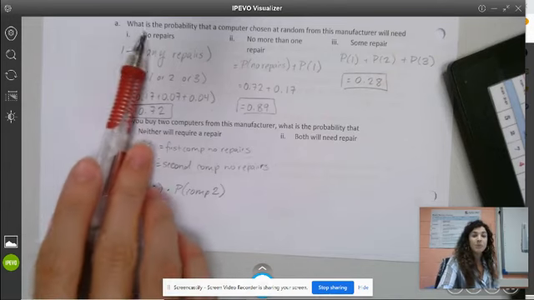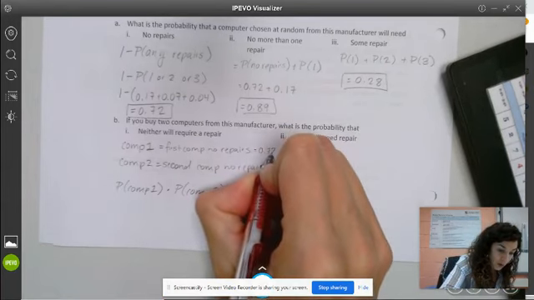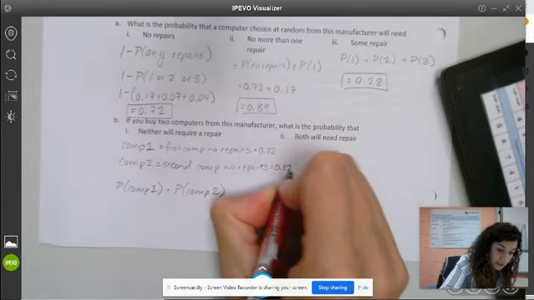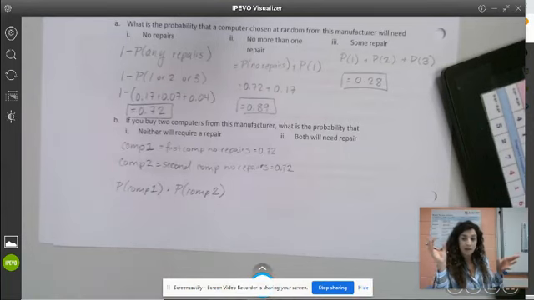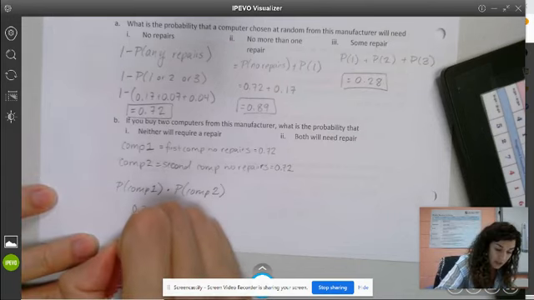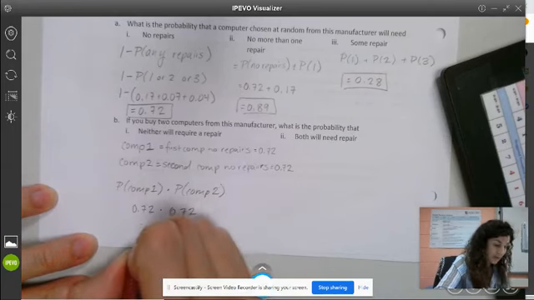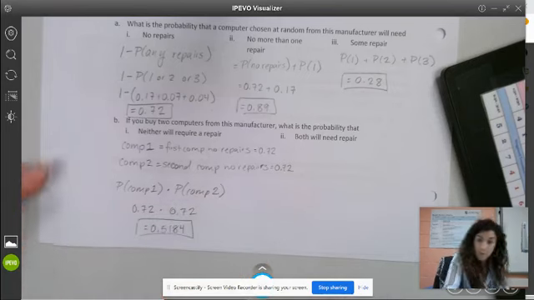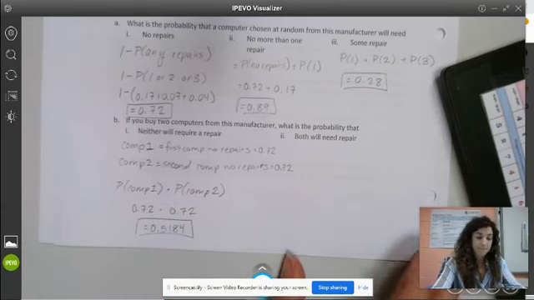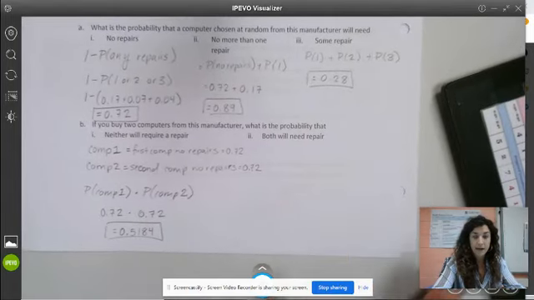Remember that the probability that there will be no repairs is 0.72. That is true for both of these probabilities. Both of them are 0.72. Both of them are their own independent event of this one needing no repairs and this one needing no repairs. So that's 0.72 times 0.72. That results in 0.5184. So about 52% likelihood that neither of them will need a repair. So just over half.